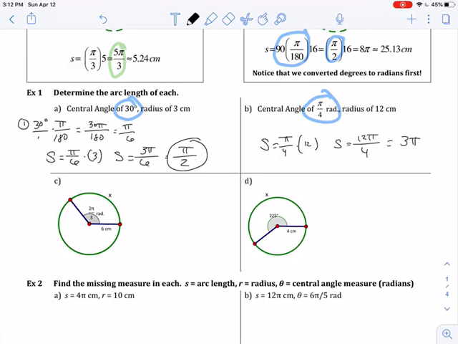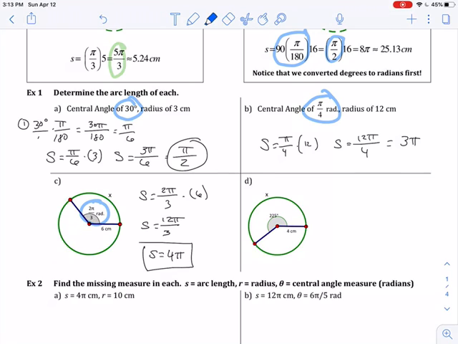C. Same thing. This one, they give it to me in radians, so I don't have to convert anything. So I'm just going to say S equals 2 pi over 3 and multiply that by the radius, which is 6. And then I'd end up with S equals 12 pi over 3, which is going to reduce down to 4 pi.